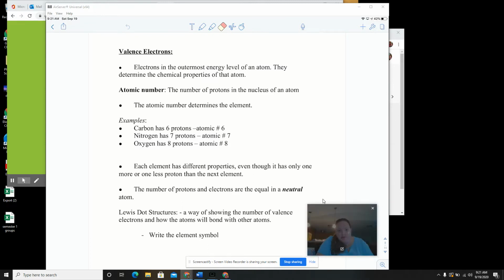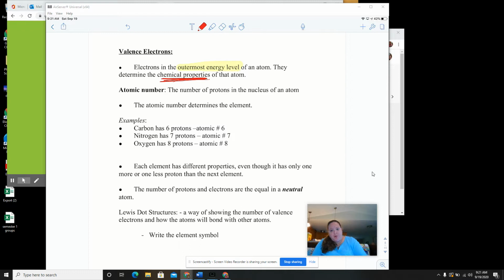We're going to talk a little bit today about valence electrons. So let's get going with this and finish this up pretty quickly here. Valence electrons are electrons that are in the outermost energy level of the atom. So on our Bohr model, they are the electrons in the last circle, okay? The reason why they are so important is that they determine the chemical properties of that atom, because those are the ones that are involved in bonding, okay?